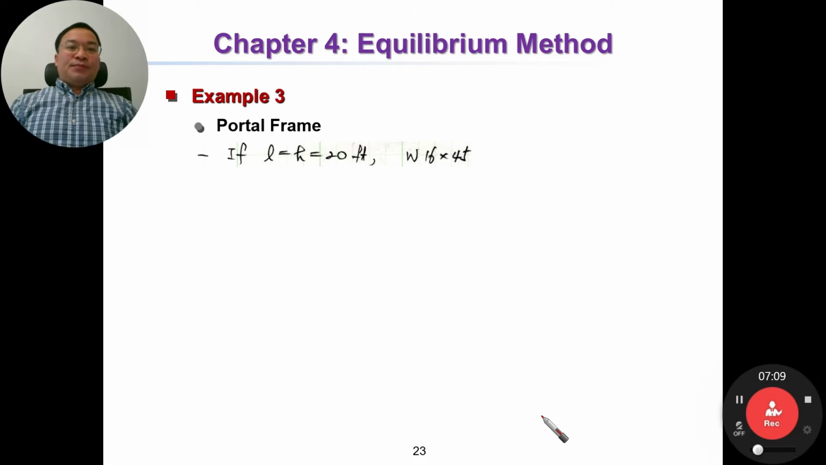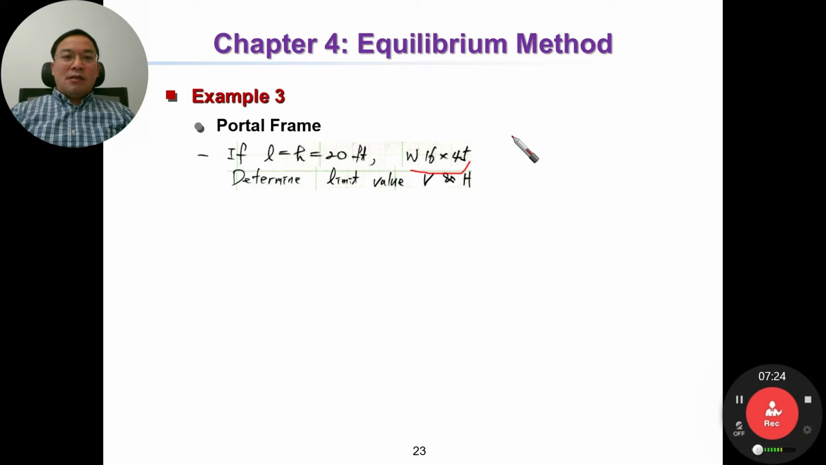Now, if L equal to h equal to 20 feet, and if we use this section, then let's determine the limit value of V and H, the vertical and horizontal load. Determine the limit value.